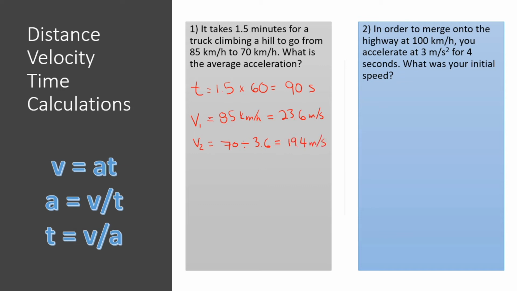These two values give me my change in velocity. So if I want my acceleration, I need to know my change of velocity. 19.4 minus 23.6. Do that math first, and you're going to divide it by 90. When you do that, you should get like negative 4.2 divided by 90, and that equals negative 0.046-ish meters per second squared.